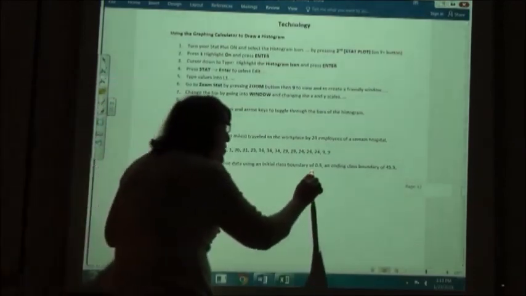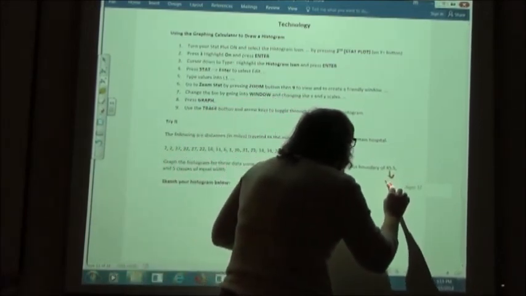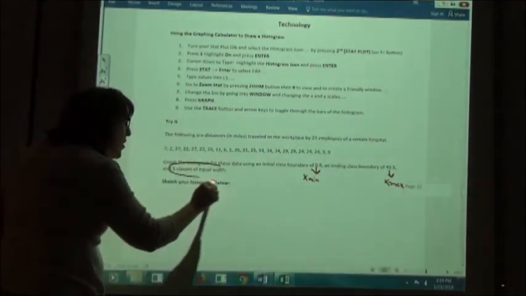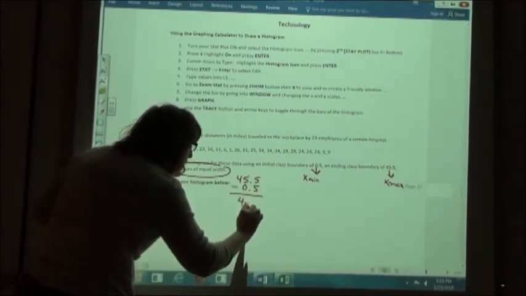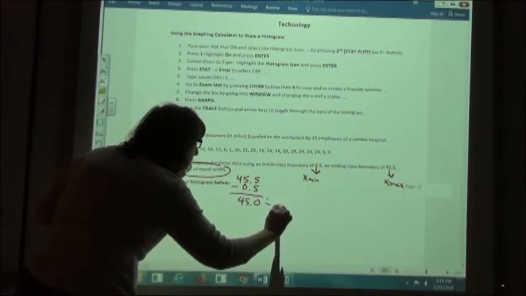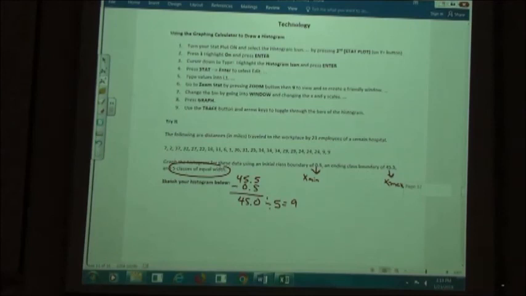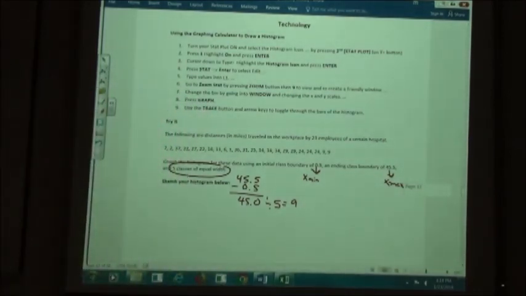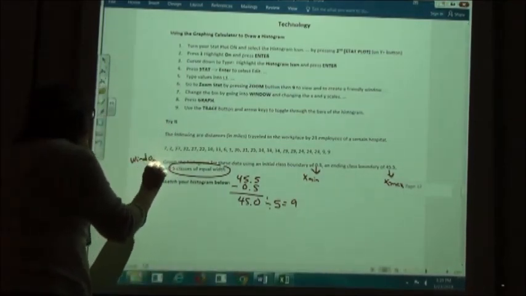So this one we would want to put in for our X minimum. This one we would want to put in for our X maximum. And then here we would have to figure out what our class width is by subtracting and dividing by 5. So we got 9 there. Now our histogram has the right class boundaries and class widths. That's under your window to change those. That's why we had that on there.